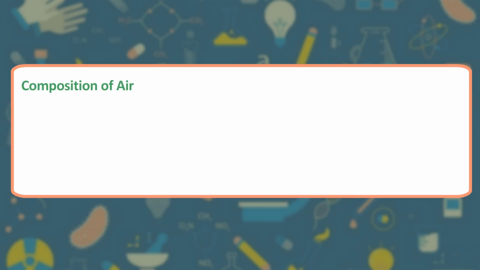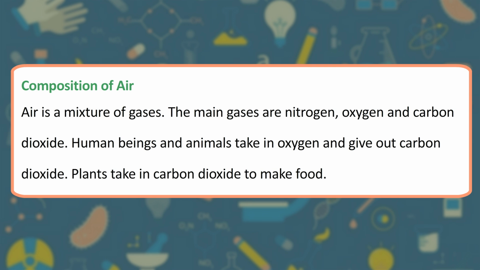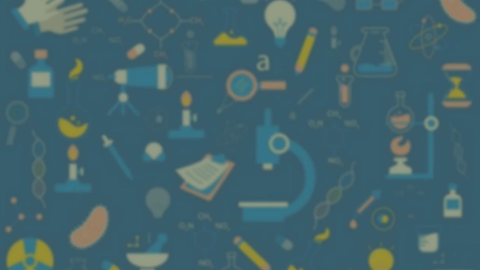Composition of air. Air is a mixture of gases. The main gases are nitrogen, oxygen and carbon dioxide. Human beings and animals take in oxygen and give out carbon dioxide. Plants take in carbon dioxide to make food.